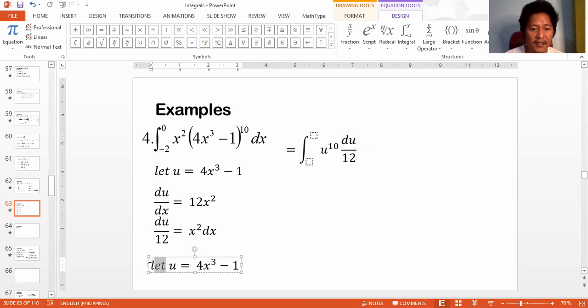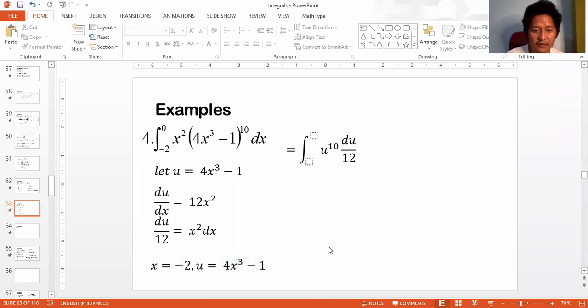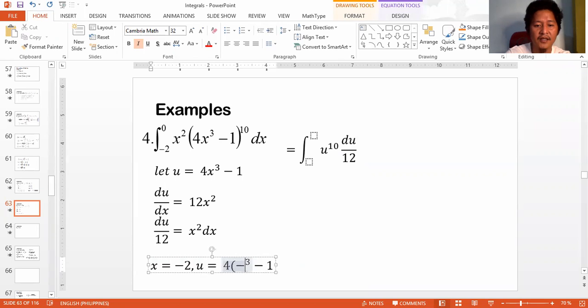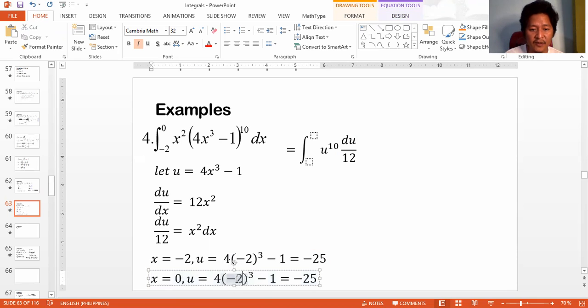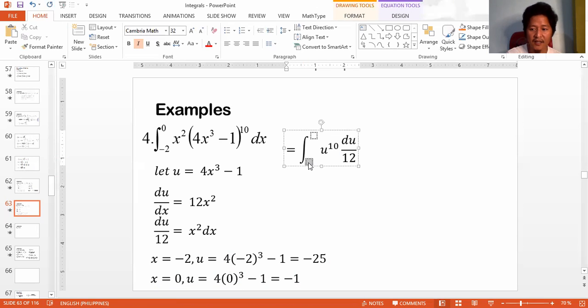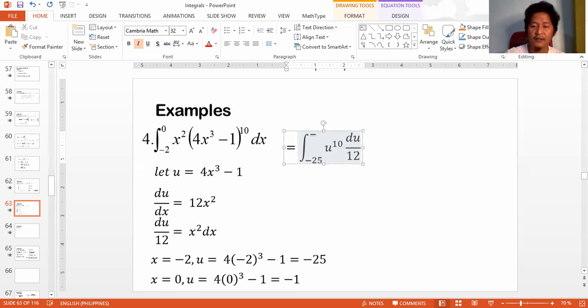So palitan natin naman siya. Lower limit natin ay x equals negative 2. So placing this with negative 2. Okay. So negative 2 cubed, so that would be negative 8 times 4, negative 32, minus 1. So this will be negative 33. And then when x is 0 naman para dun sa ating upper limit, so this will be 0. So 0 ito, so this will be negative 1.